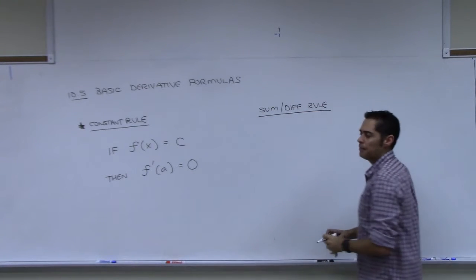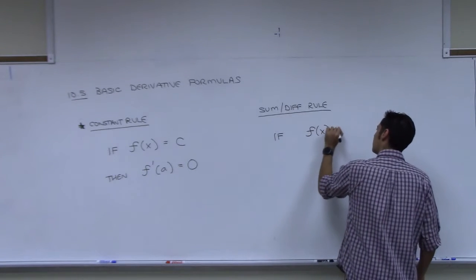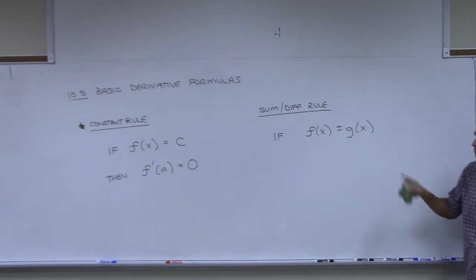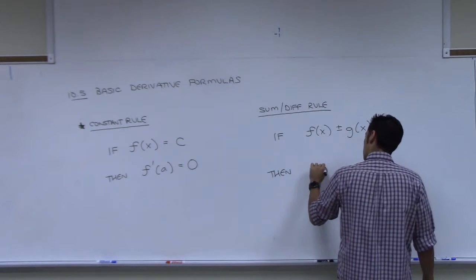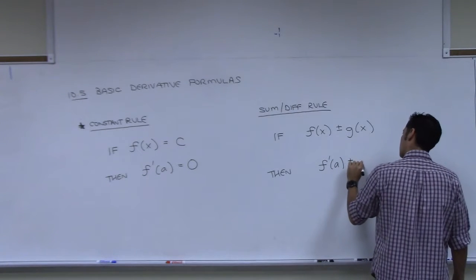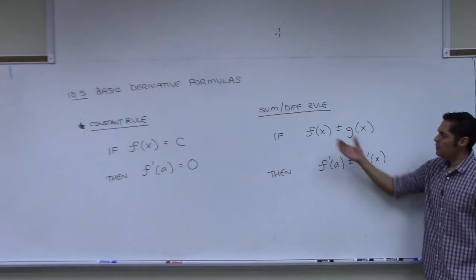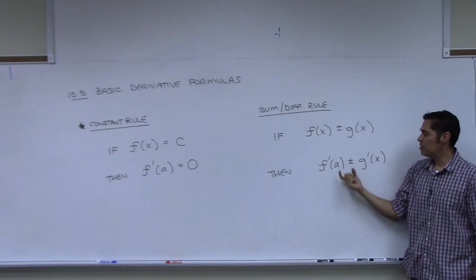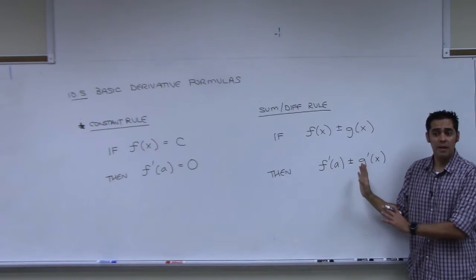And it says that if you have two functions, f of x and g of x, if you add them together or subtract them, it doesn't matter, then the derivative is f prime of a plus or minus g prime of a. In other words, if you have two functions being added together or subtracted, and you want to know their derivative, you just take the derivative of each one and add and subtract the answers. I'm going to illustrate this right now, all right?